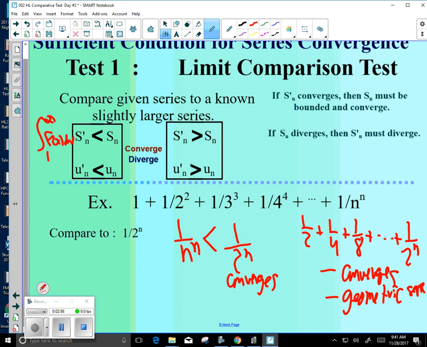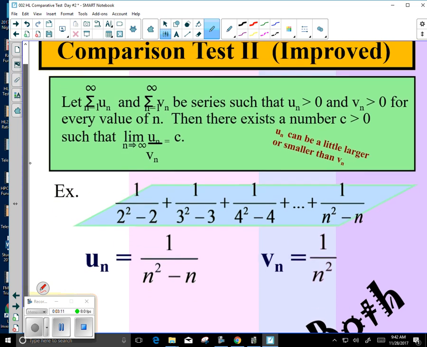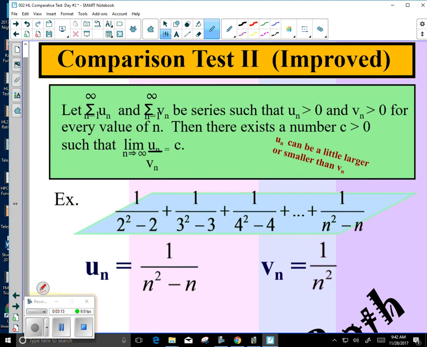But you know what? There's a way better way to do it. And we're going to do that right now. This is the improved comparison test. This is what you'll want to do when you do any kind of a comparison test. This is the one you're going to want to do. Here goes. So you're going to take a series that you know, and you don't have to find out whether one of them converges or not right away. All you have to do is take a ratio.